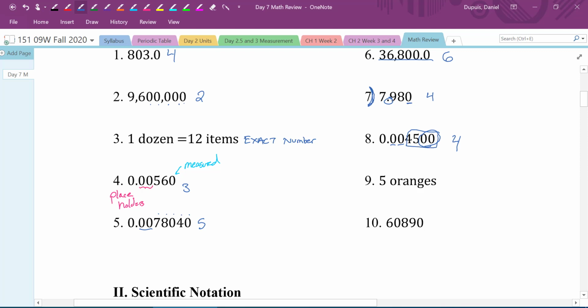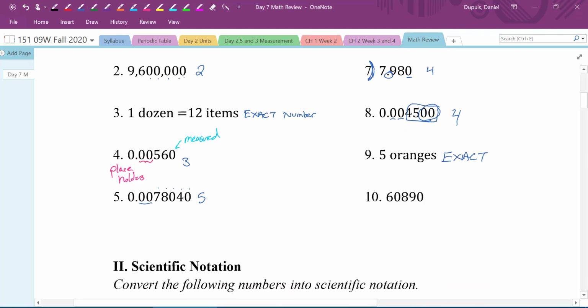Number 9. 5 oranges. Well, that's a count of a discrete number of objects, right? That should be exact. If I ask how many oranges you have in your bag, you should be able to tell me 5. Not like it's 45,000. 45,000 would be a different story because then there's some error there. But 5 shouldn't be any error counting.